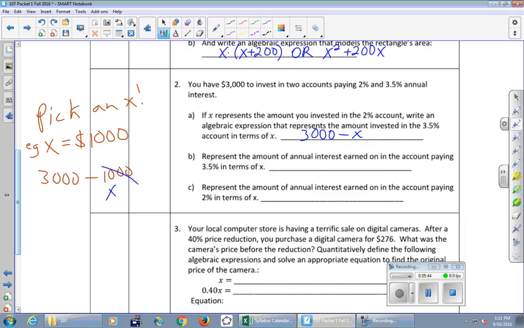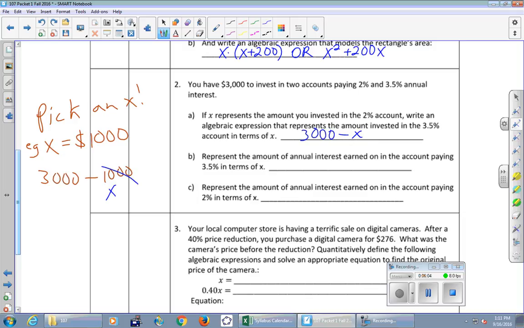It's really tempting to put 2% in there and 3.5% in there, but that doesn't have anything to do with how much you put in each account. The percentages are going to come into play when we talk about the interest that we earn. But on day one, there's no interest. It's just 3,000 split into two pieces. There it is, 3,000 minus X.